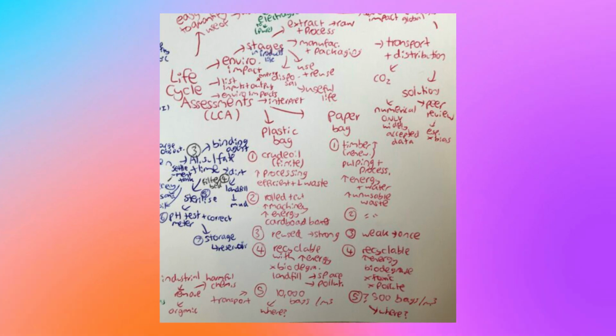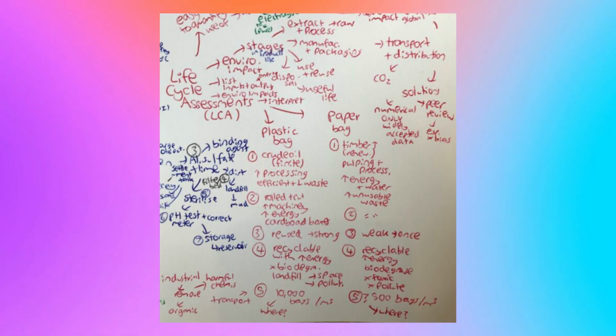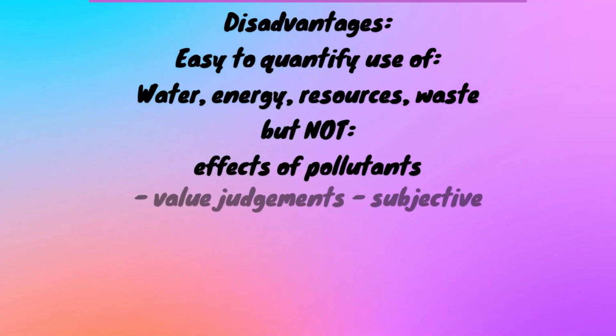For the transport and distribution between each stage, for a plastic bag, we can actually fit 10,000 bags per meters cubed, so we can transport many plastic bags with less carbon emissions needing to be released. And for a paper bag, we can only fit 7,500 bags per meters cubed, so you decide which is better, which is more sustainable. However, there are issues with LCAs.